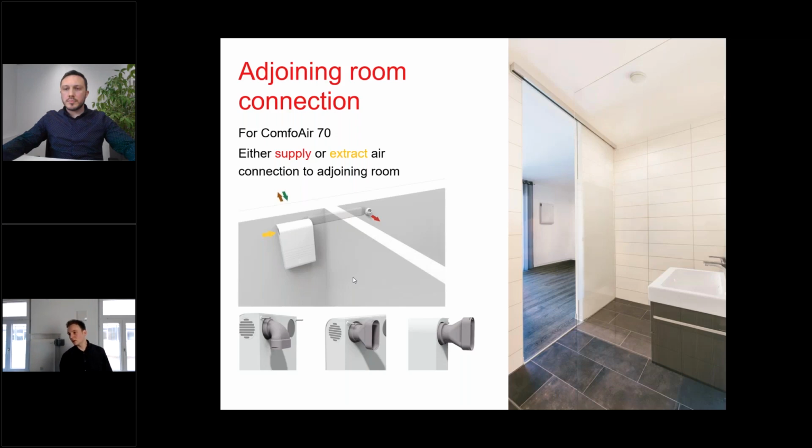There you can see a ComfoValve Luna E, an extract valve, which is connected to the ComfoAir 70 in the background, as you can see. But you can use it for any other application. You can also connect a supply air room or even both. So it would be possible to install the ComfoAir 70 in a utility room and then connect an adjoining supply air room, for example, a living room, and on the other hand, extract air in the kitchen, for example.